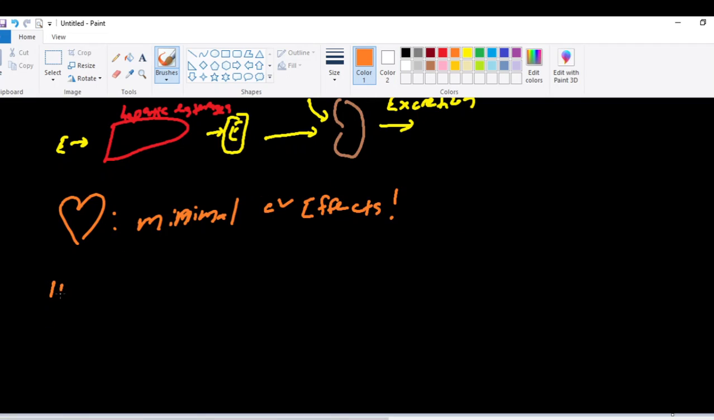Now we're going to talk about etomidate's effects on the lungs. So there's our lung.